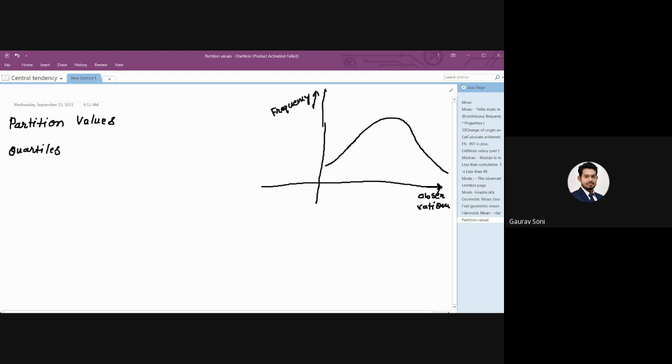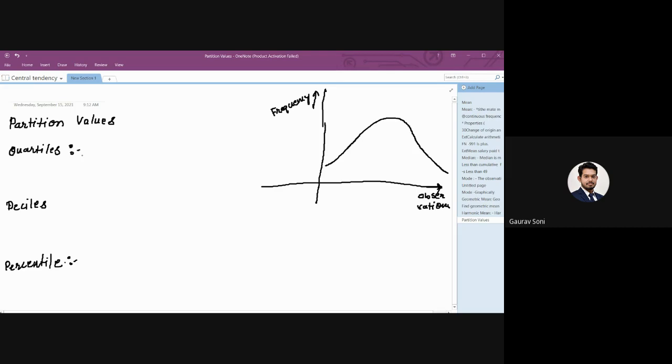So what is the intuition behind the quartile? It is dividing the complete observation into 4 equal parts. Median divides the observations into 2 parts. So deciles will divide the observations into 10 parts. And if I talk about the percentile, then it will divide the observations into 100 parts. Okay, so I'll simply write down the definition here.